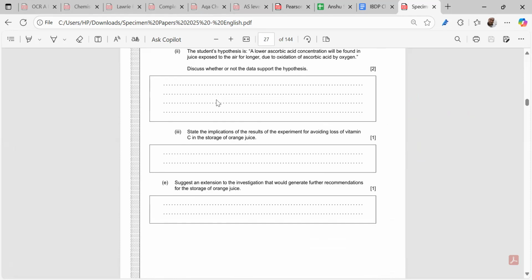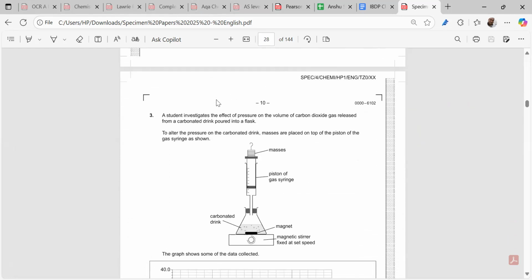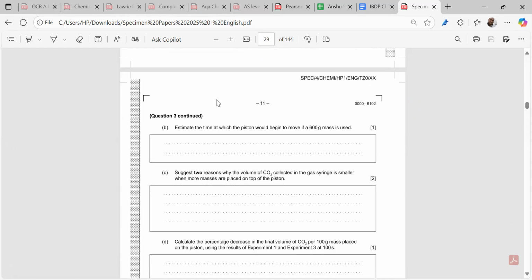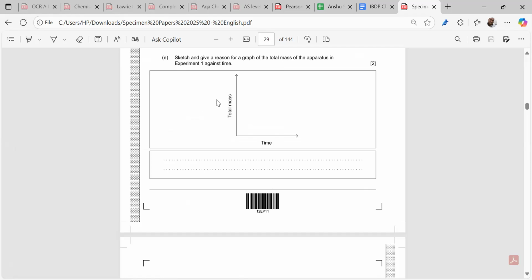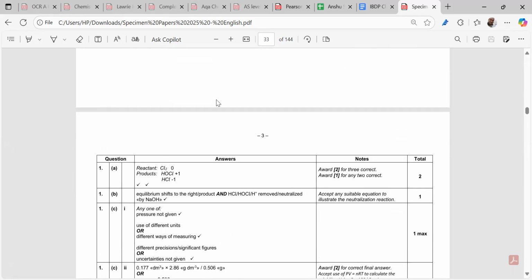If you want the database questions from my question bank, you can send me an email, and that will be really helpful. I'll be sending you the database questions of my question bank, and the topic-wise past papers also. The mark scheme is given over here.